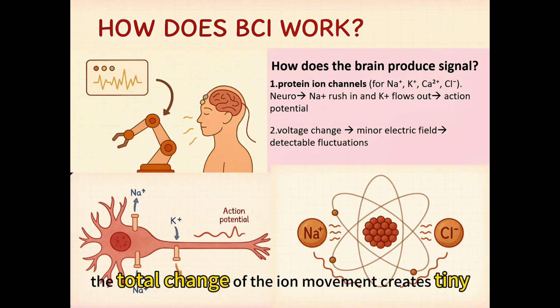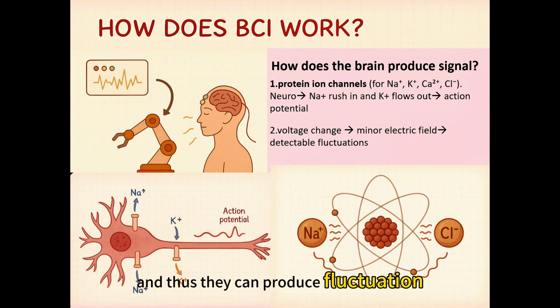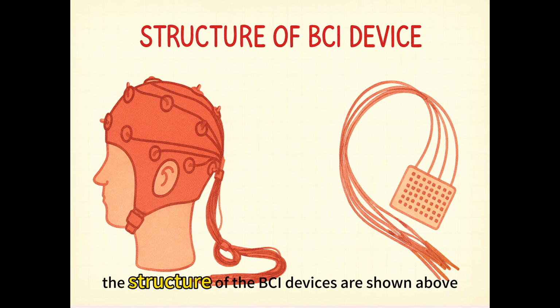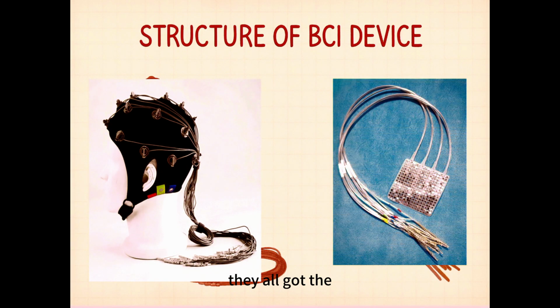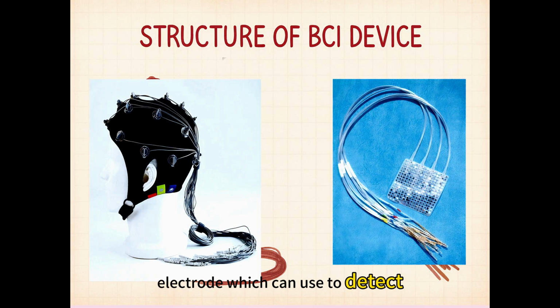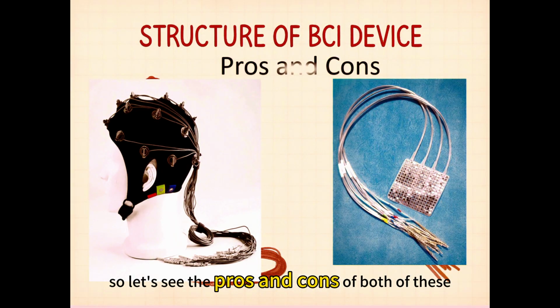The total change of the ion movement creates a tiny electric field in the surrounding tissue, and thus they can produce fluctuations we can detect through the skull. The structure of the BCI devices is shown above. No matter whether non-invasive or invasive, they all have electrodes which can be used to detect the change of the electric field. So let's see the pros and cons of both of these.